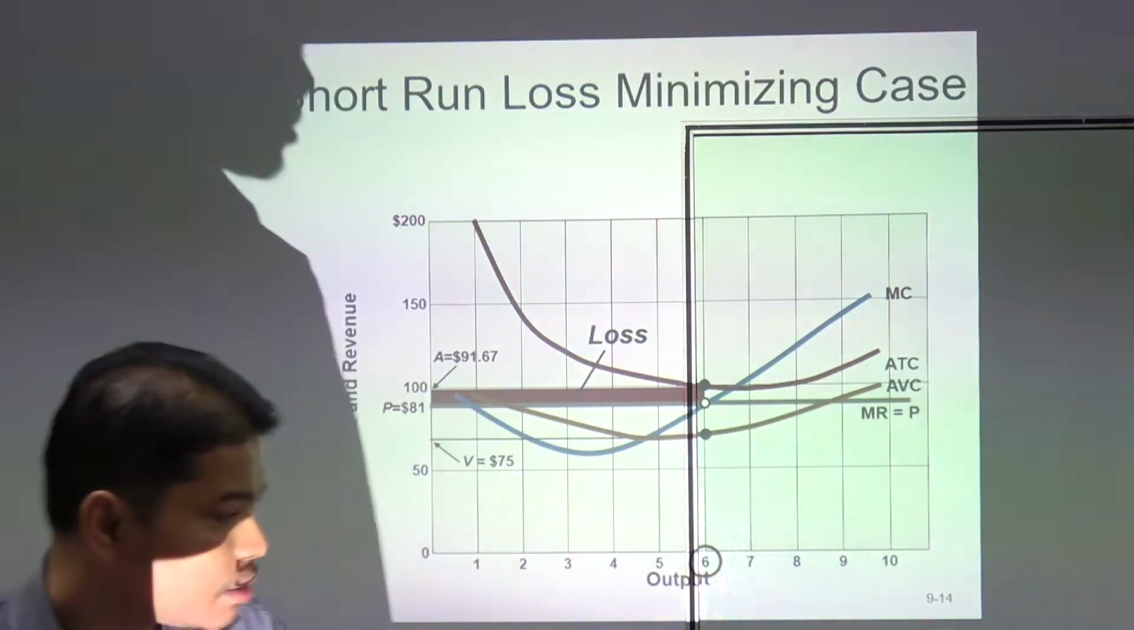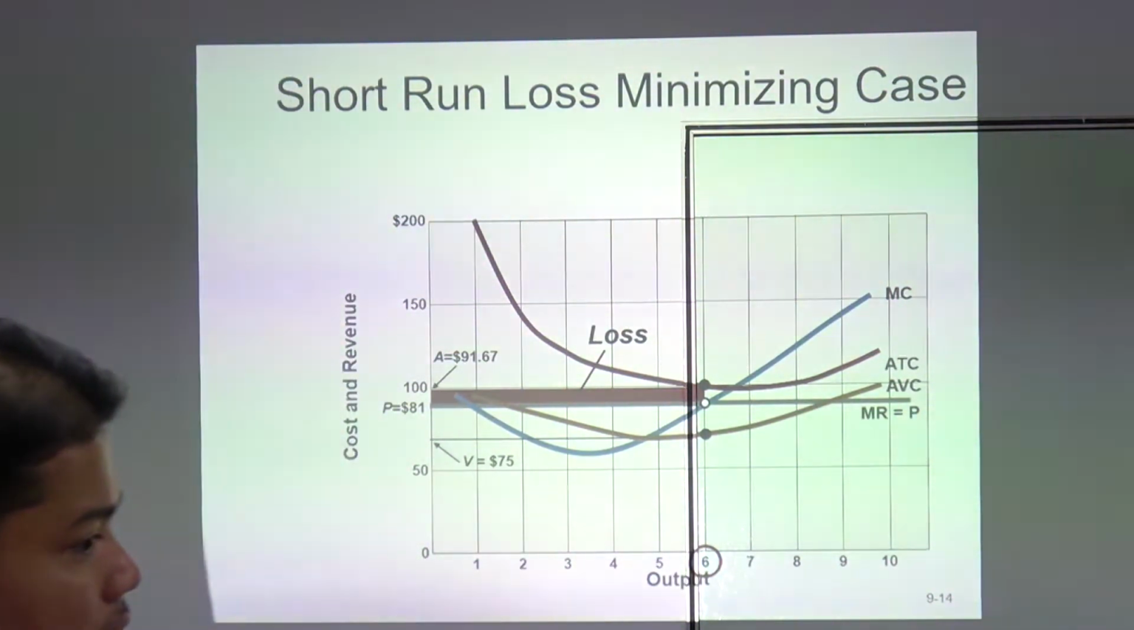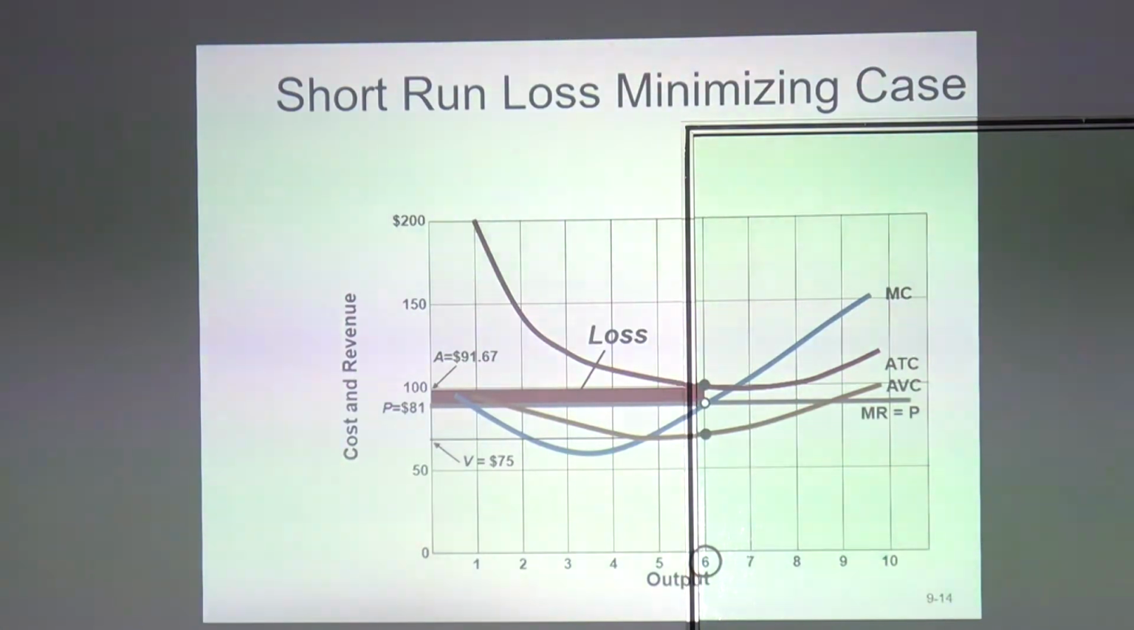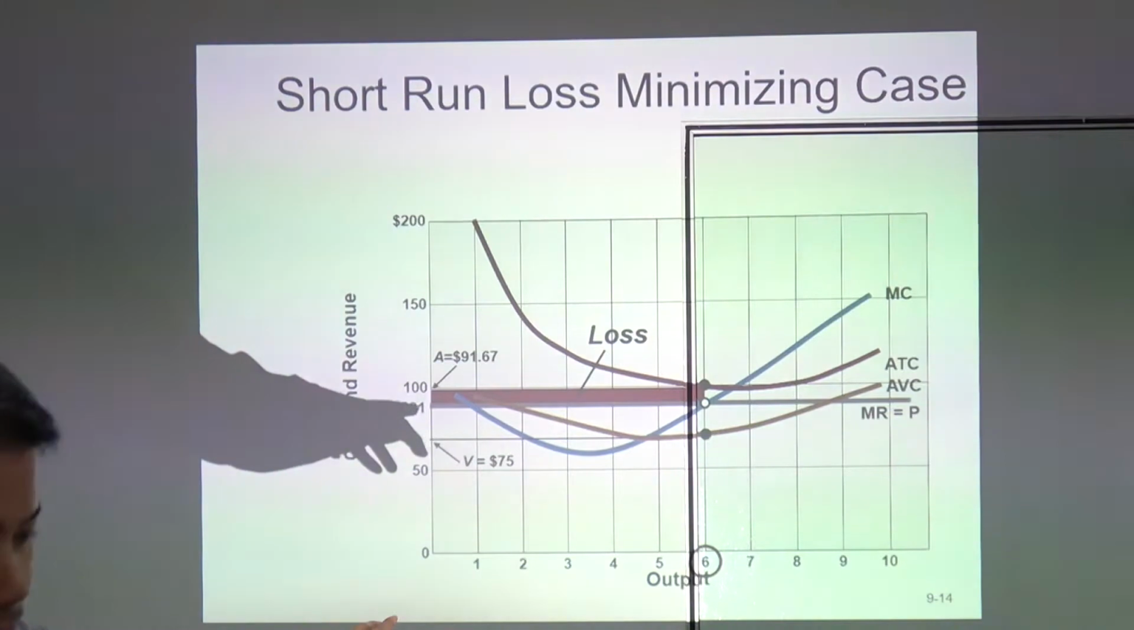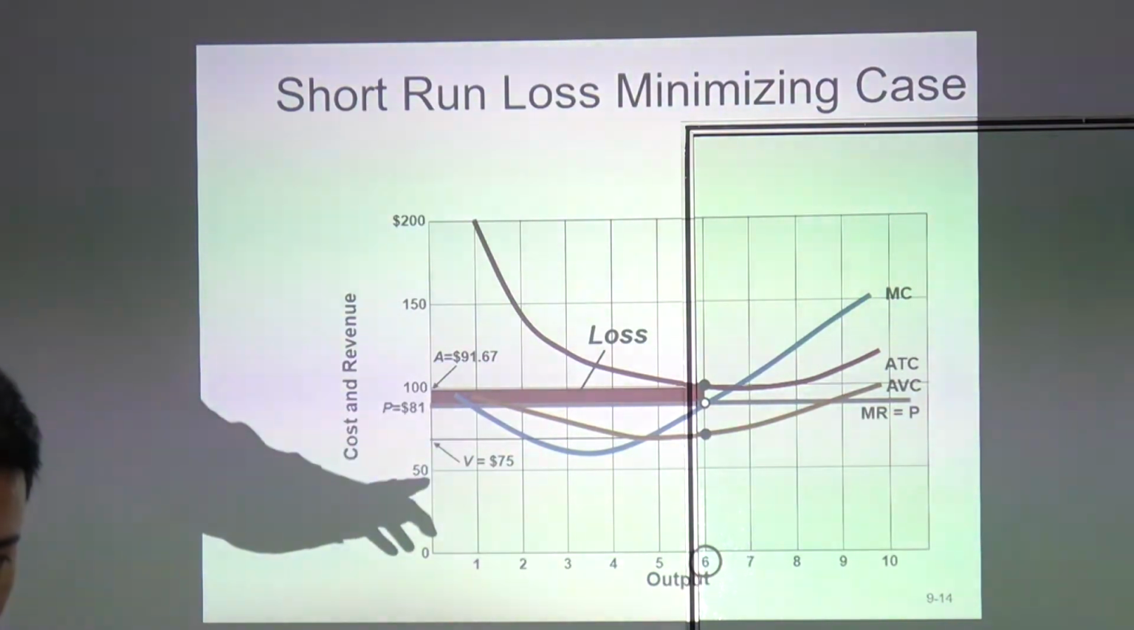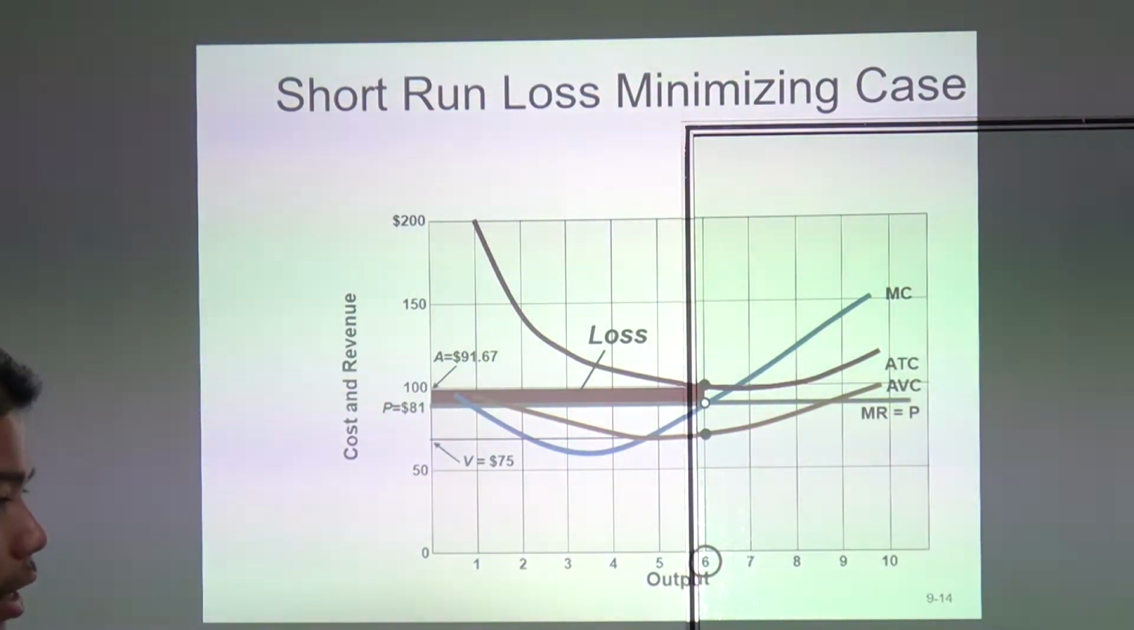So in this example, since the price is relatively low, the firm is hanging on in the industry, trying to survive in the industry by producing and minimizing loss.